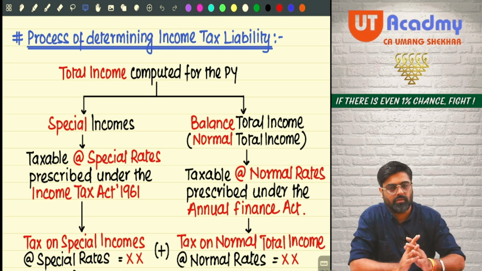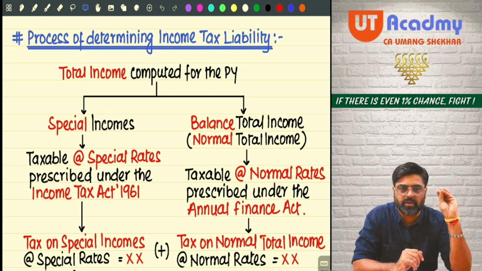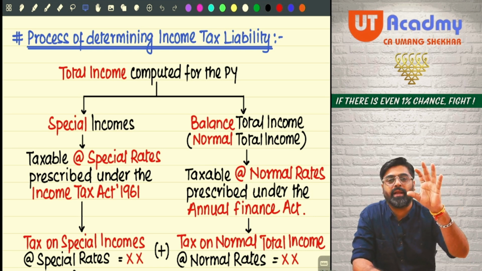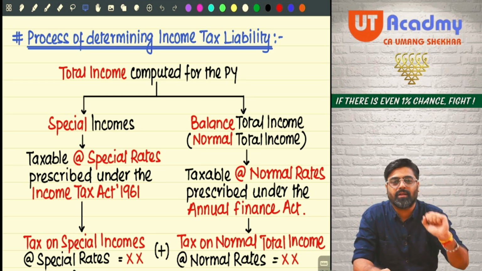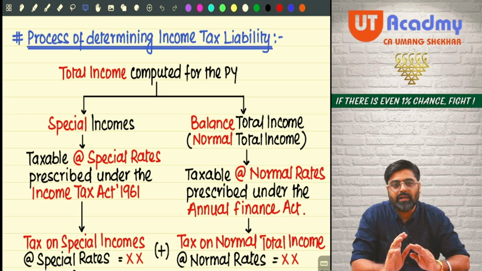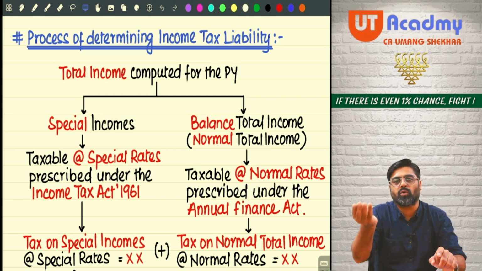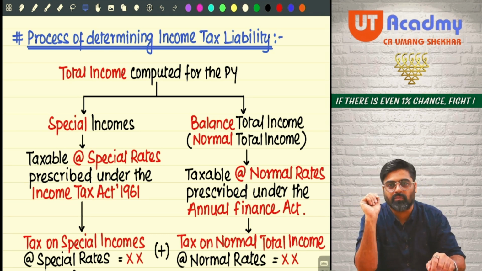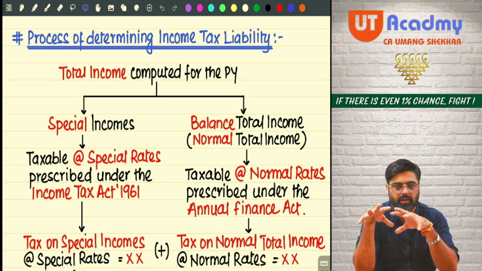When the total income is calculated, we are supposed to apply some rates of tax on it. What are the tax rates to be applied on the total income to determine the tax liability? There are two types of tax rates, but for that we need to bifurcate our total income into two parts. Some part of our total income will be known as special incomes. I gave you some idea about special incomes, right? On those special incomes, we'll apply special rates of tax and calculate a tax amount.